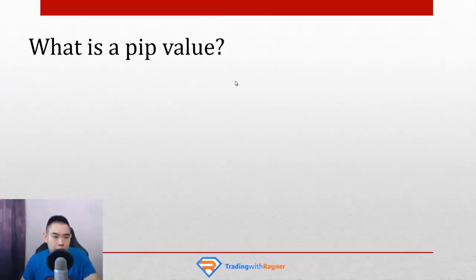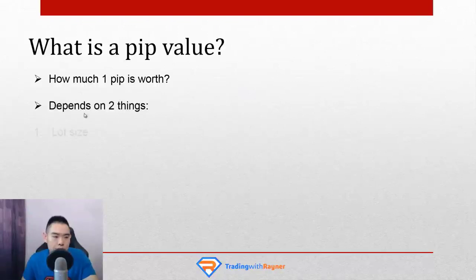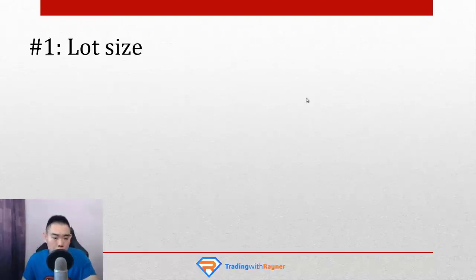In this section, you will learn what a pip value is and how to calculate a pip value. So what is a pip value? A pip value, in essence, is trying to answer the question: how much is one pip worth? To find that out, you need to answer two questions. Number one, the lot size that you're trading, and number two, the quote currency of the currency pair.